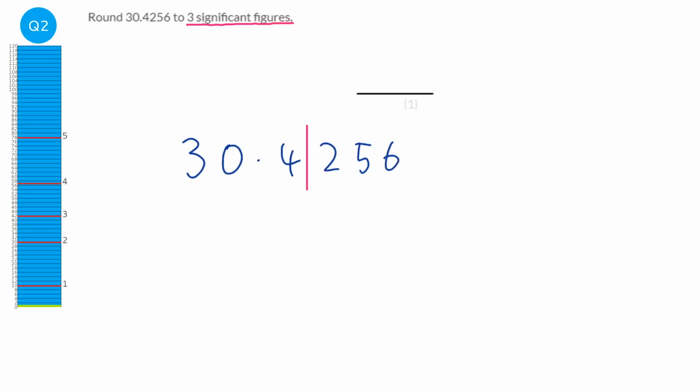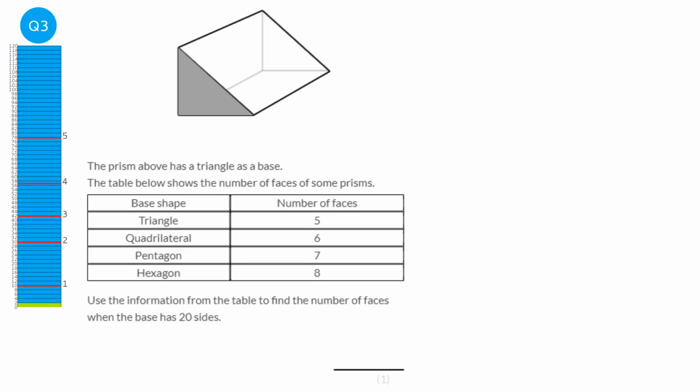But before they do, we need to look at this number. Now this number is a decider number. If it is 5 or more, then it will push this number up by 1. If it's less than 5, then nothing will happen. Because it's less than 5, all the numbers to the right will turn into zeros. And with decimals, if they're zeros, we don't need to write them. So the answer would be 30.4.